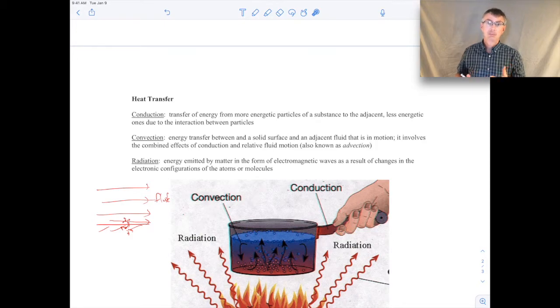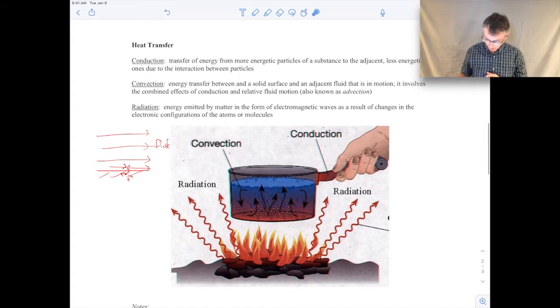And that tends to become very important when you deal with high temperature applications. Okay, so it's still a mode of heat transfer that's always occurring, but it's often most important when you deal with really high temperatures. So the picture that we have on the screen here shows the different types of heat transfer involved in heating a pot of water.